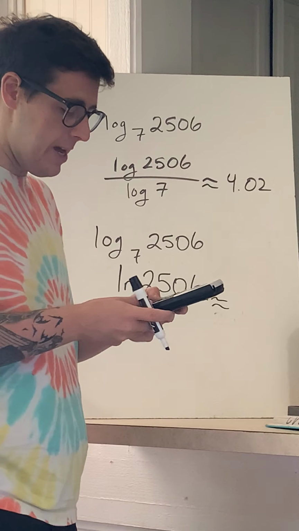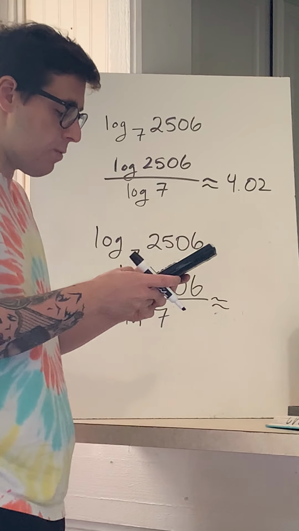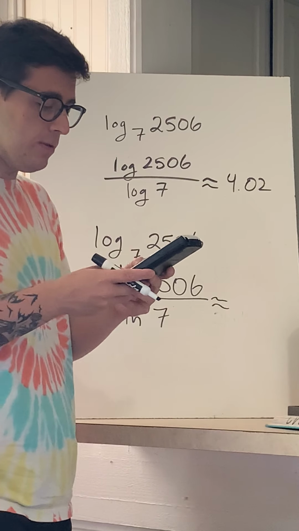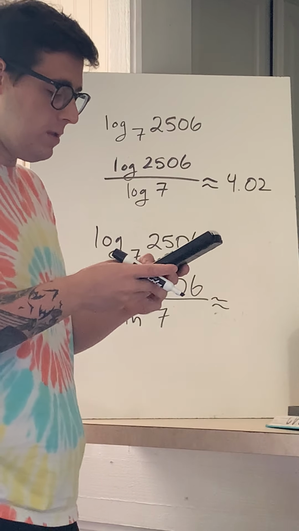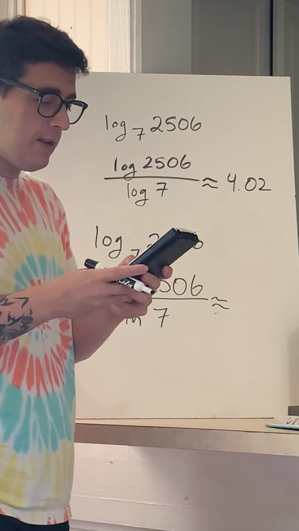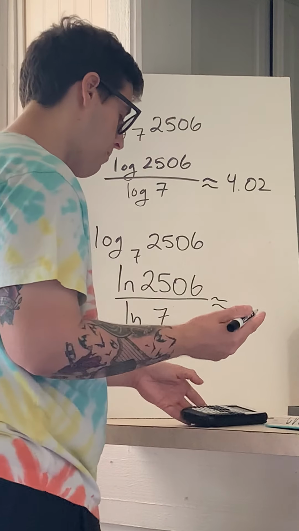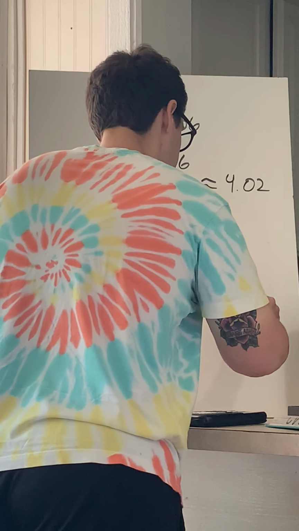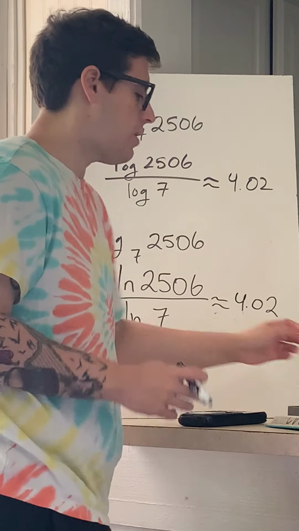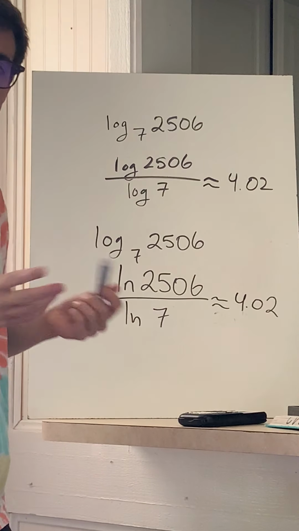Set up my fraction. ln is right below log. You have both of these on your calculator, even if you have a TI-83, this is possible. So alpha y equals, ln of 2506 on the top. On the bottom, I'll do ln of 7, hit enter, and again, I get 4.02. So that's all I'm asking you to do: convert, divide, type it in your calculator.